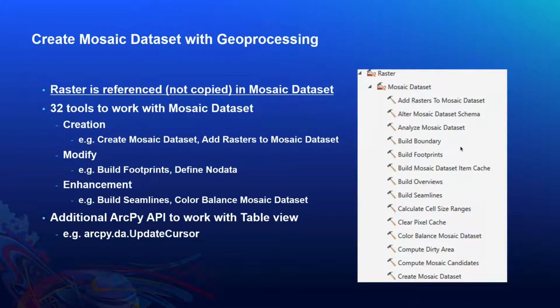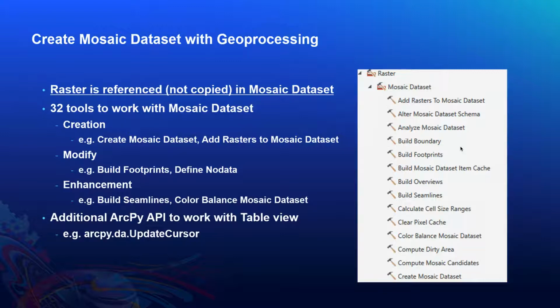And once you have added the raster dataset into the Mosaic dataset, one thing to be noted is that the raster data itself is actually not being copied into the Mosaic dataset table. It is only being referenced by the Mosaic dataset. Only the path or the workspace information about the raster is being stored in the Mosaic dataset table. And today we have over 32 different geoprocessing tools to work with Mosaic dataset data management workflows. You can find them under the Data Management toolbox, Raster, and then the Mosaic Dataset toolset.